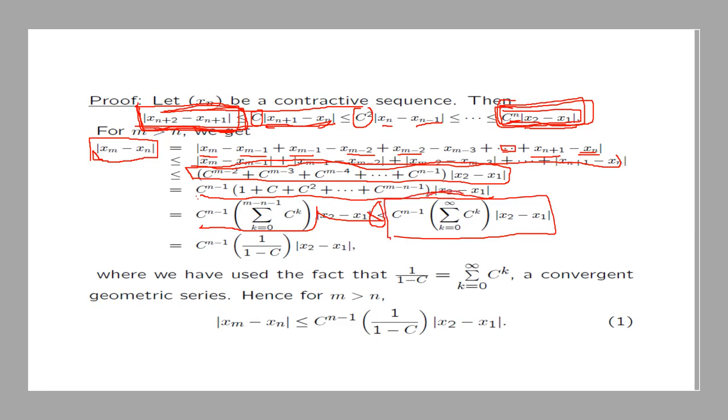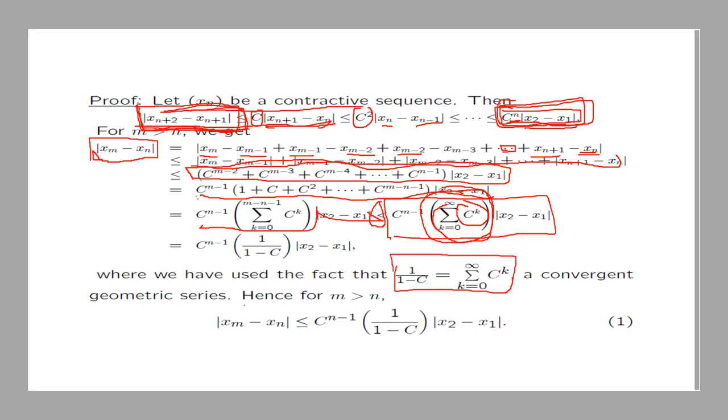Now you note that this will be a geometric series with the c here, which lies between 0 and 1, and therefore this is a convergent geometric series. It converges to 1 over 1 minus c.